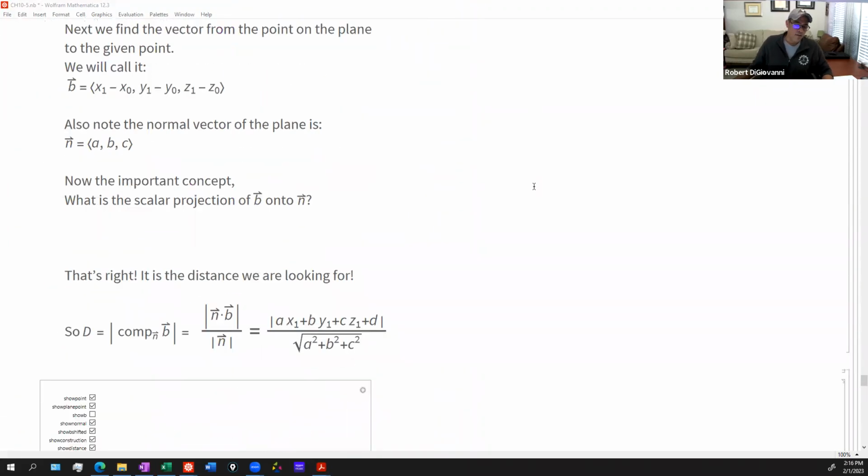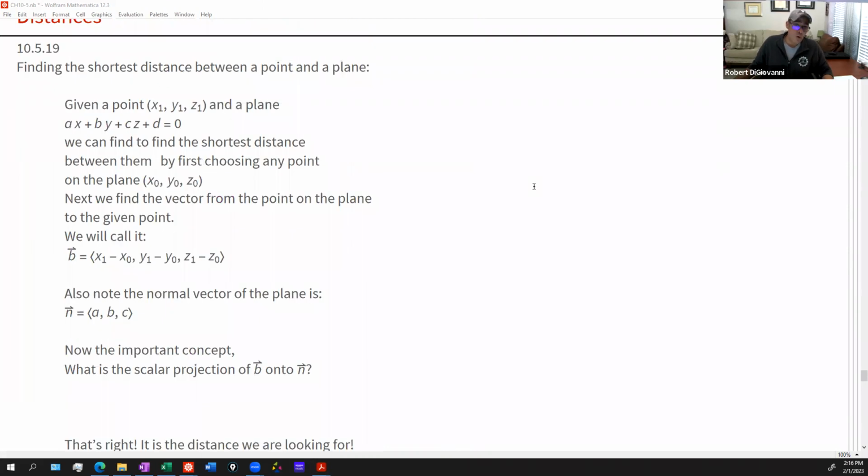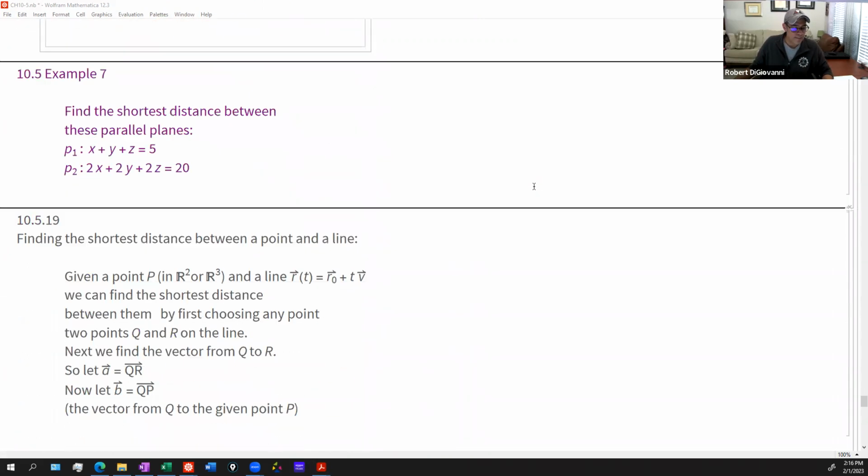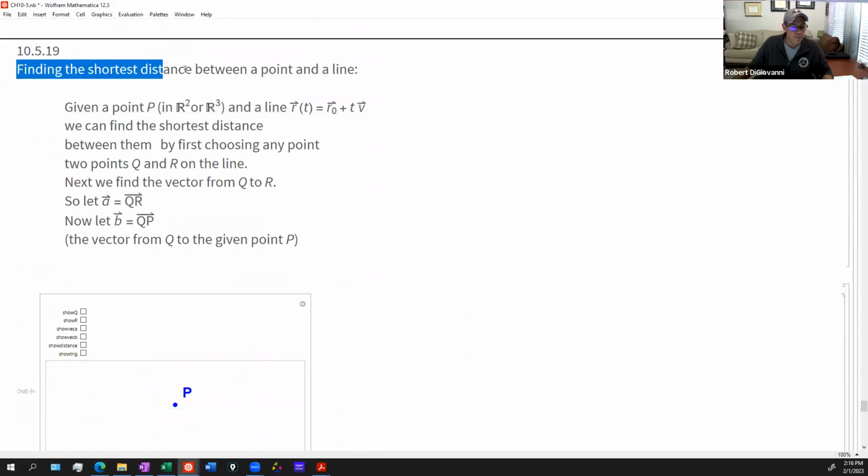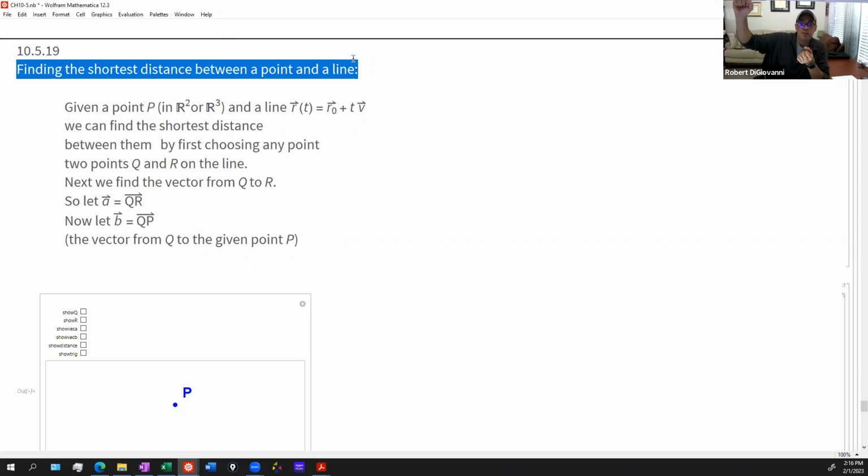So we now know how to find the shortest distance between a point and a plane, which can also be used to find the shortest distance between 2 parallel planes. And now what we talk about is the shortest distance between a point and a line. So imagine you have a line in 3-dimensional space. You probably have a vector equation for it, right? You got this line, and then you have a point sitting somewhere else, and you're trying to find the shortest distance between the 2.